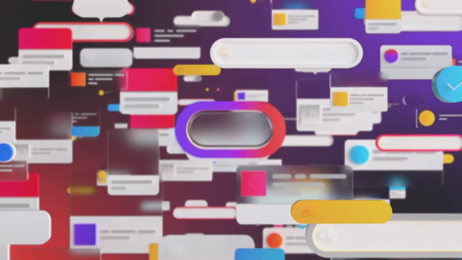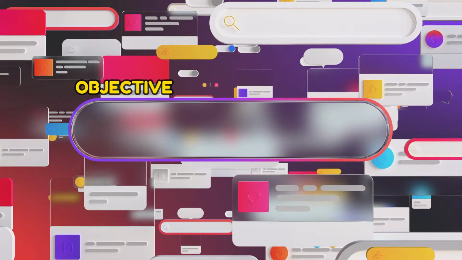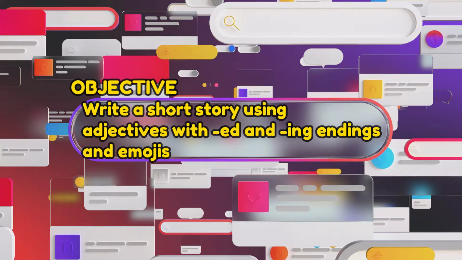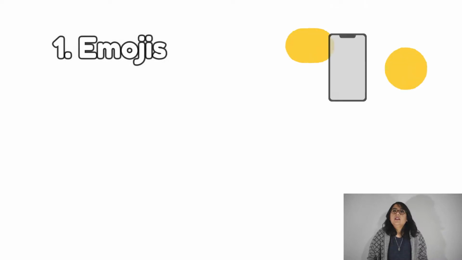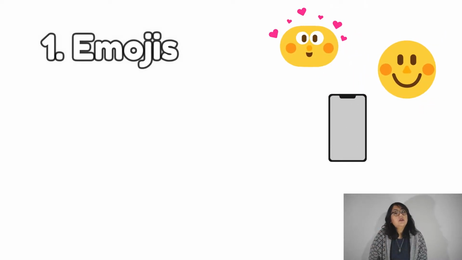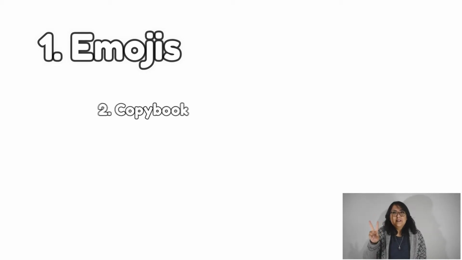Considering this, the challenge for this week is to write a short story using adjectives with ed and ing endings and emojis. Now, let's see the materials that we are going to need for this challenge. Number 1, you're going to need emojis. You can use emojis from your smartphone or you can draw them for the short story that you have to write. Number 2, your copybook.